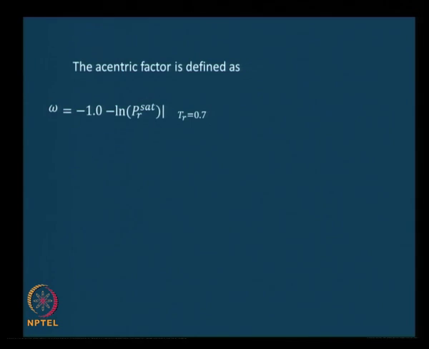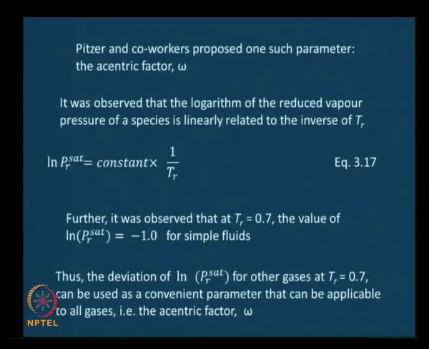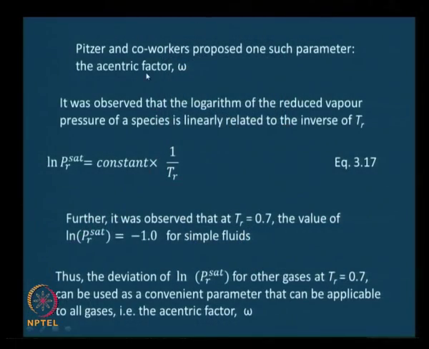Let me repeat this once again for completeness. The two-parameter theorem said that at the same reduced temperature and reduced pressure, all gases have the same compressibility factor. Then they found that the theorem was applicable only to simple fluids and not to all gases. Therefore, the way of improving it was to bring in a third parameter, and the search for the third parameter led to something called the acentric factor by Pitzer and co-workers.